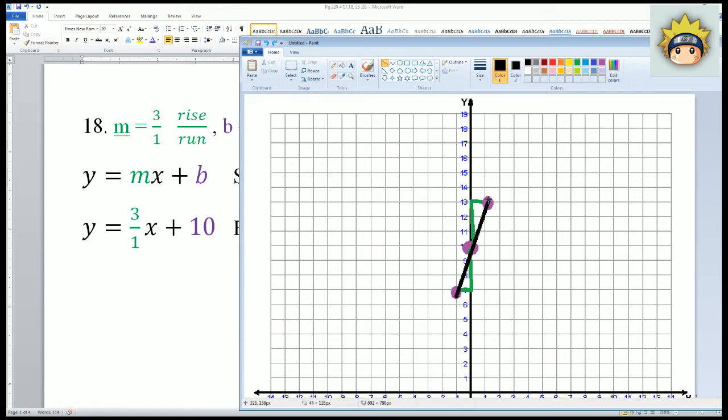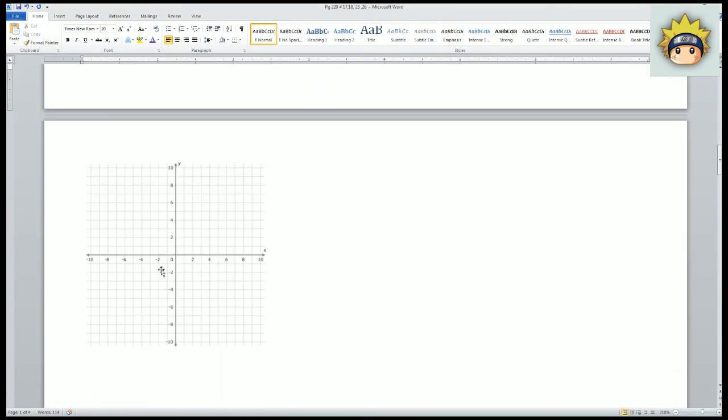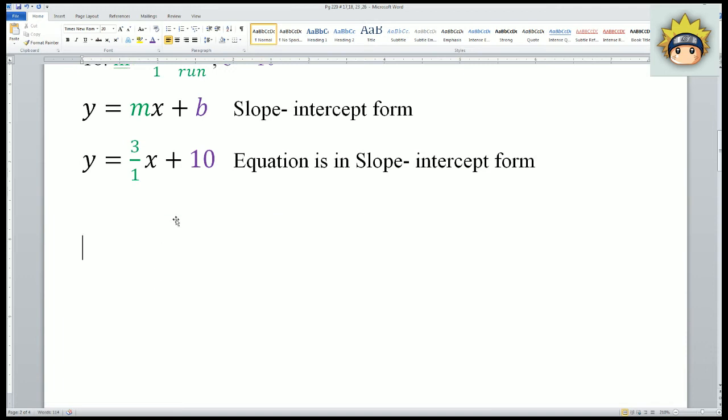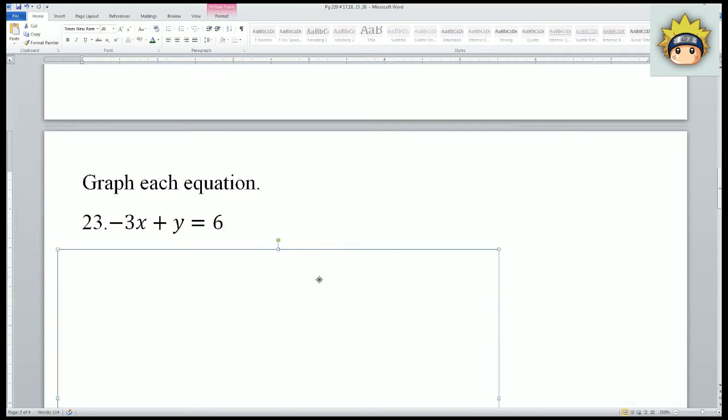Let's draw that line here. There you go. Let me extend that a little bit further, okay? The line does go on forever, right? There you go. That would be the graph for number 18, where y equals 3 over 1 x plus 10. There you go. Okay, next, they say to graph this equation.